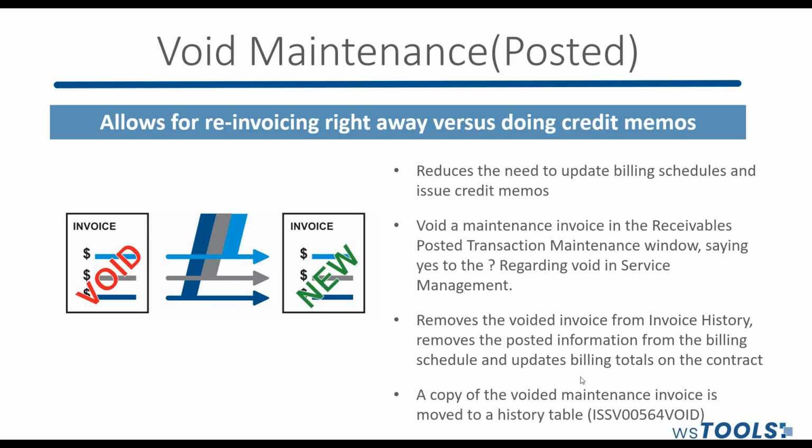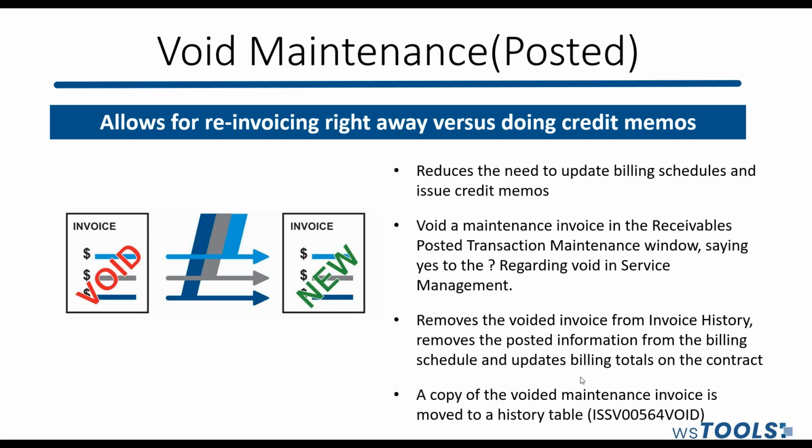Next one is VoidMaintenance, and this is one we introduced probably about a year ago, where you can do a void against your maintenance invoice. It allows you to not have to issue credit memos, add those to your billing schedule, get those applied on the receivable side, and then go add a new invoice on your billing schedule that you're going to have to issue and run through the whole process again. It saves you from having to do all that.